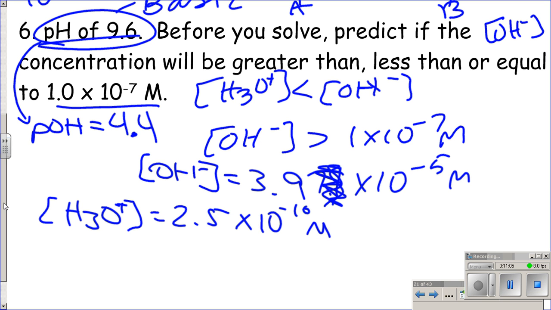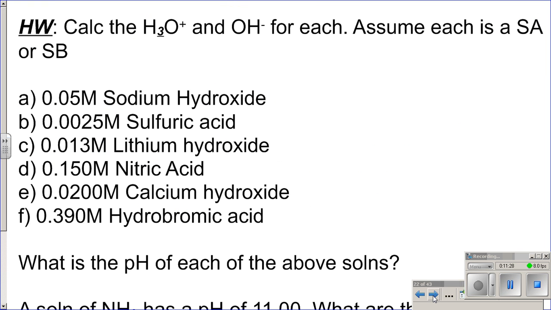Okay, so the OH concentration is 10 to the negative pOH. So when you do 10 to the negative 4.4, apparently you get 3.9 times 10 to the negative fifth. I got something close to that. So once you start to use these pH formulas, they just start to click, and you know what to start using, especially when you're given special circumstances.